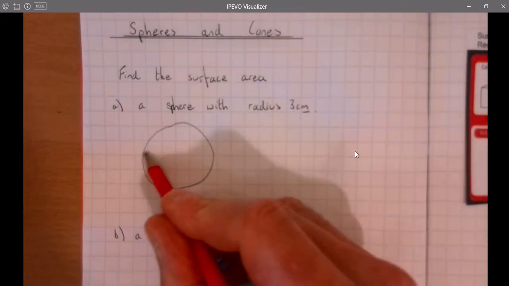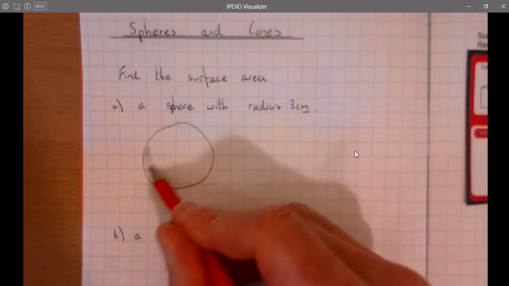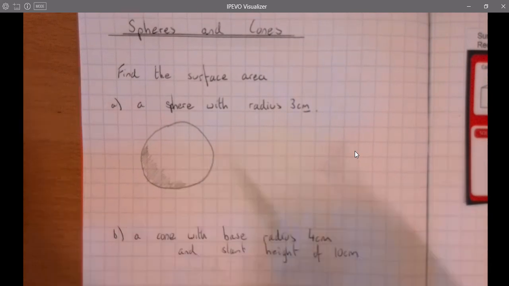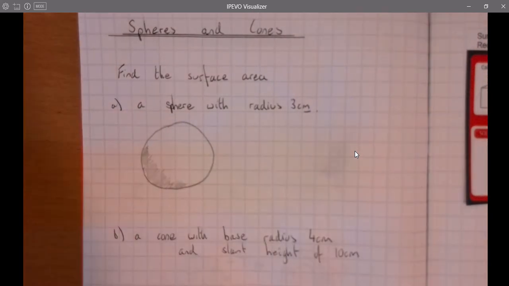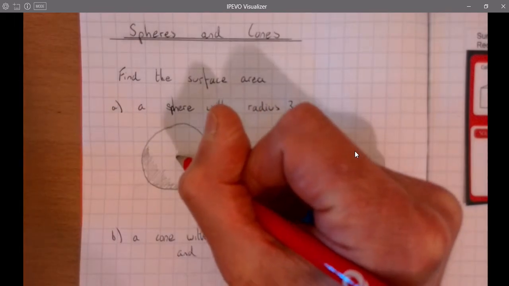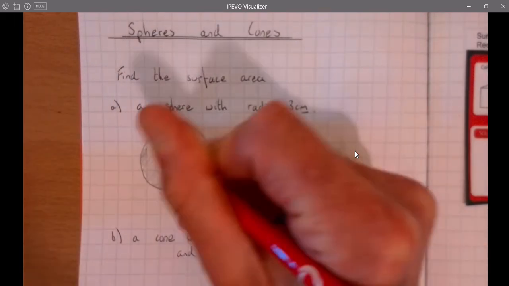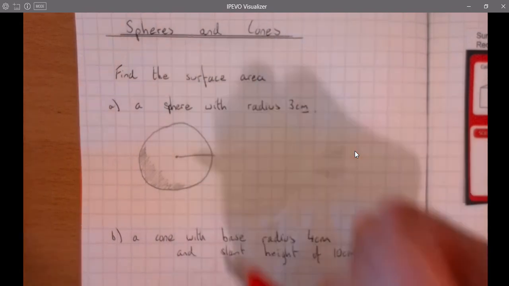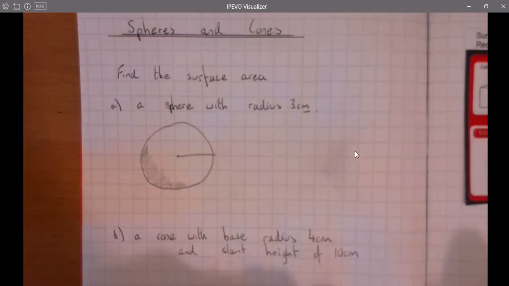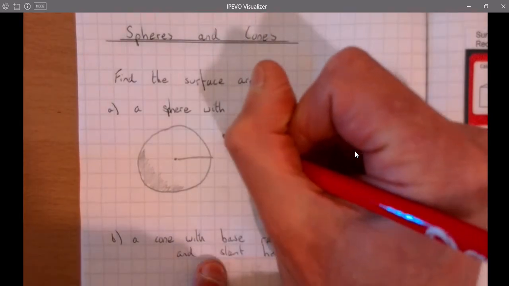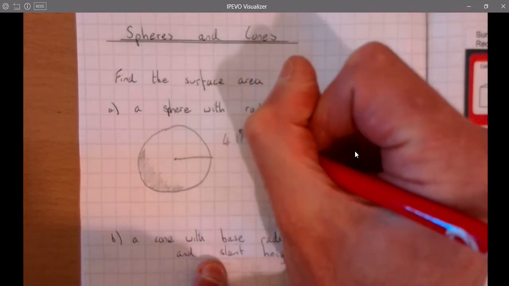Right, it's a football basically. Look, I'll give it a little bit of depth. There's my art bit. That makes all the difference, doesn't it? It's not just a circle. So the radius is right in the centre of that sphere, coming out there, and the surface area of a sphere is 4 pi r squared.